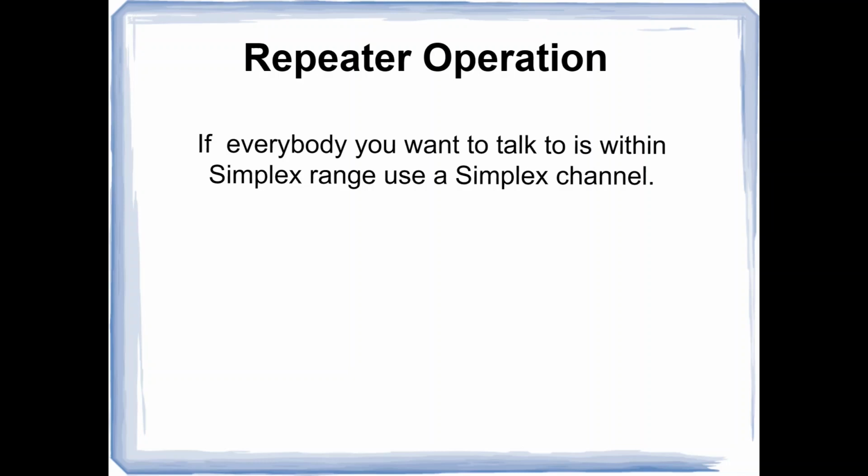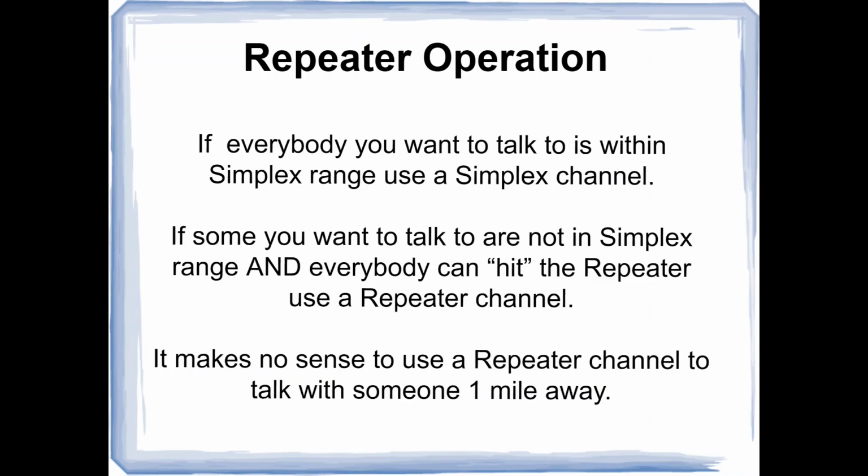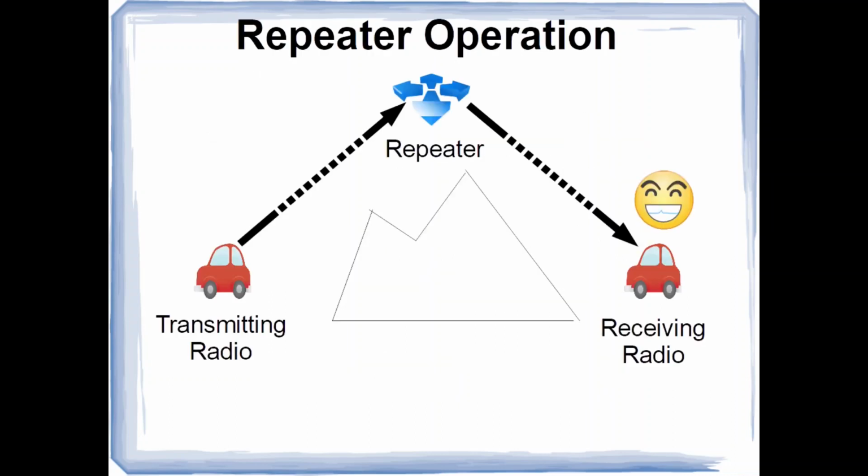If everyone you want to talk to is within simplex range, then use a simplex channel. If some are not within simplex range and everybody can hit the repeater, then use a repeater channel. It makes no sense to use a repeater when the other person is a short line of sight distance from you. Use a repeater to get over the mountain when you cannot talk on simplex.